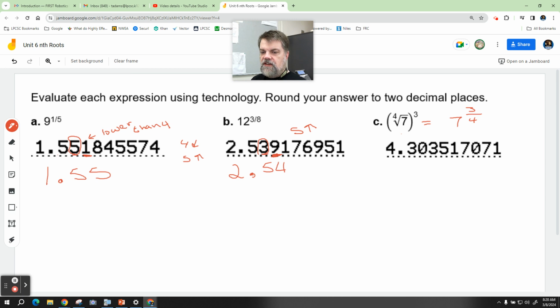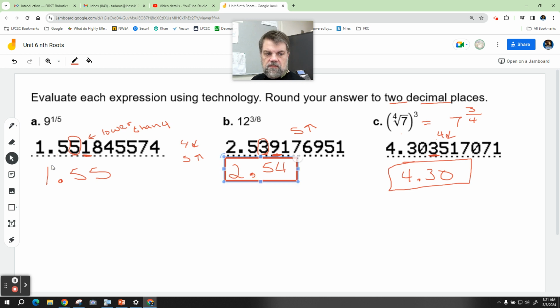Alright, well, we got to round this bad boy. Because we're rounding to 2 decimal places, we look at the third one. 3 is 4 or lower, so you keep the 0 and this becomes 4.30. Uh-oh, clicked the wrong thing. Okay, any questions? That's it.